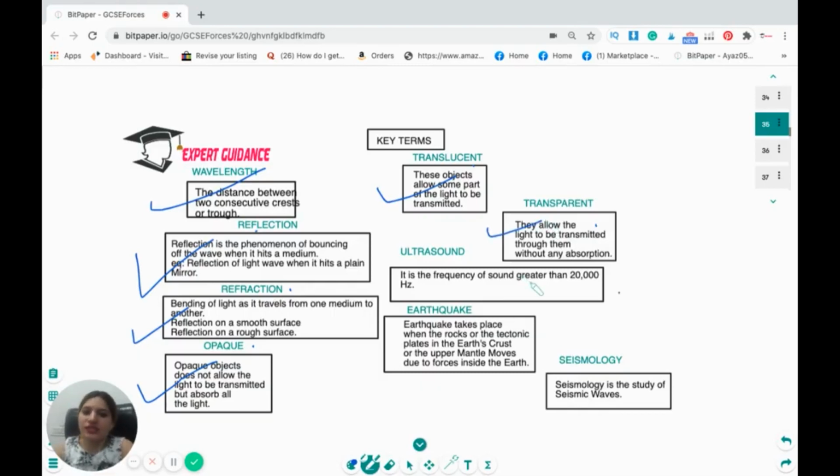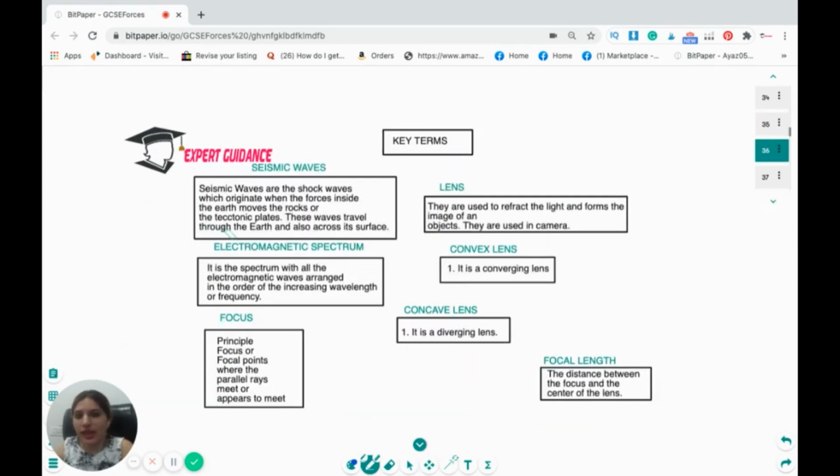Ultrasound has a frequency of sound greater than 20,000 hertz. Earthquake takes place when the rocks of the tectonic plates in the Earth's crust or the upper mantle move due to the forces inside the Earth. Seismology is the study of seismic waves. Seismic waves are the shock waves which originate when the forces inside the Earth move the rocks of the tectonic plate. Electromagnetic spectrum is a spectrum where the waves are arranged in the order of increasing frequency or wavelength.